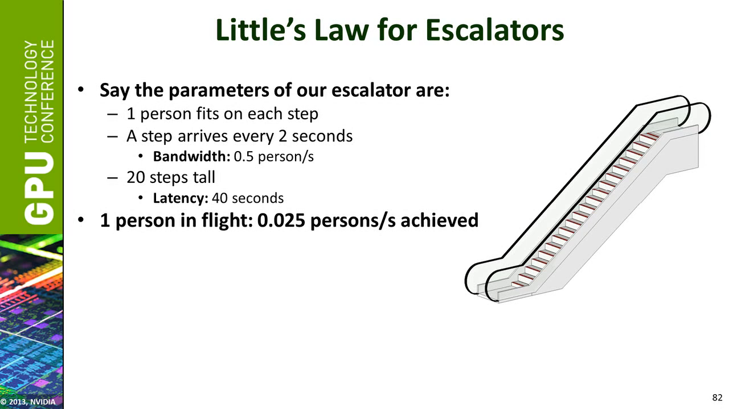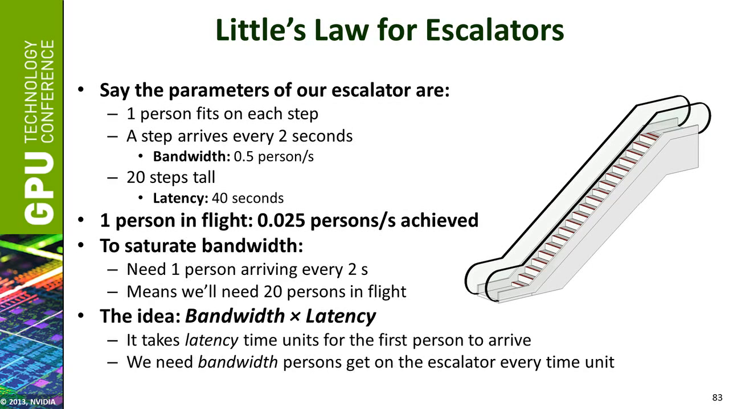So for every clock tick, you want to put a memory request on the bus. To get the total number of bytes on the bus, or the total number of people on the escalator, you multiply the bandwidth, because you can put bandwidth number of persons on the escalator in every time unit, with the latency, because once you put something on the escalator, that person will need latency seconds to arrive. That's the intuition there.